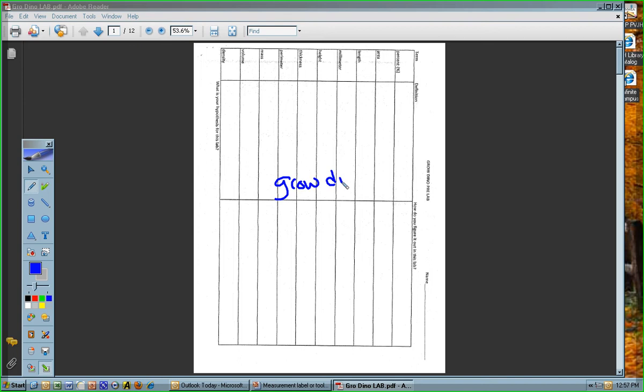This is the Grow Dino graph setup notes.